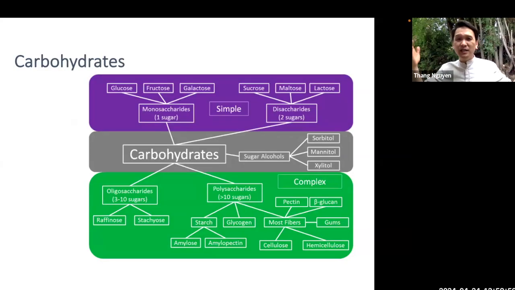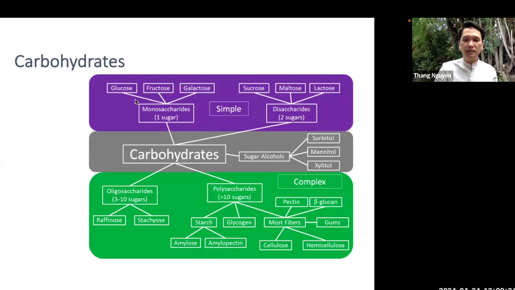The first type is known as carbohydrates. Okay, so carbohydrates can be broken down to three subgroups, you could call it. The first group we're not going to talk about much is called the sugar alcohols. They include things like sorbitol and mannitol. The two other groups that we'll talk about, the first group is known as the simple carbohydrates. The last group is known as the complex carbohydrates.